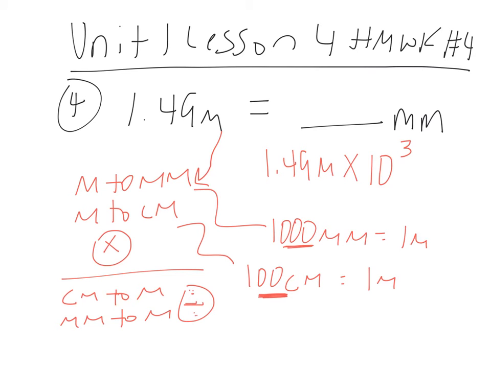Now this 3, just like last night's homework, that exponent tells you that you're going to move the decimal point 3 places to the right. You're going to the right because it's multiplication, and you're moving 3 places because that's how many zeros are in 1,000. So 1, 2, 3. Your answer is going to be 1,490.